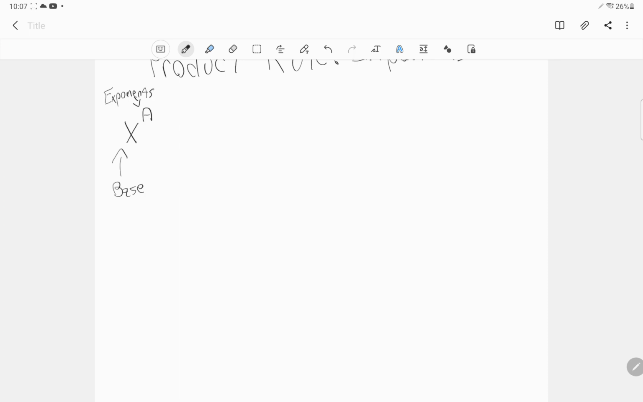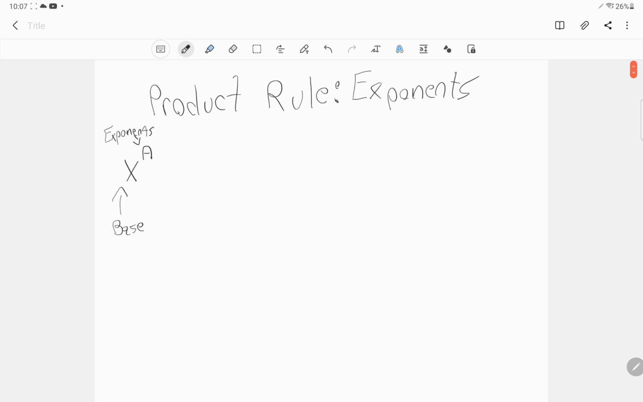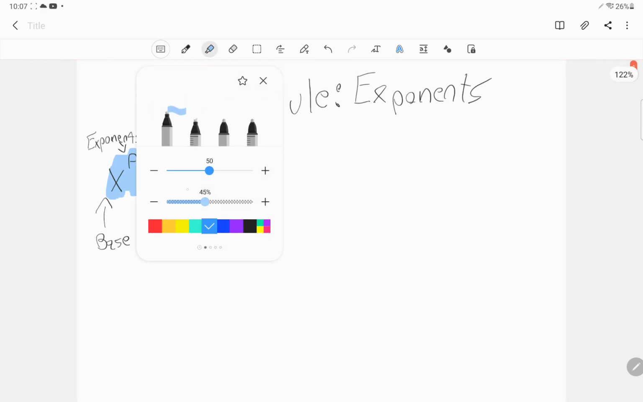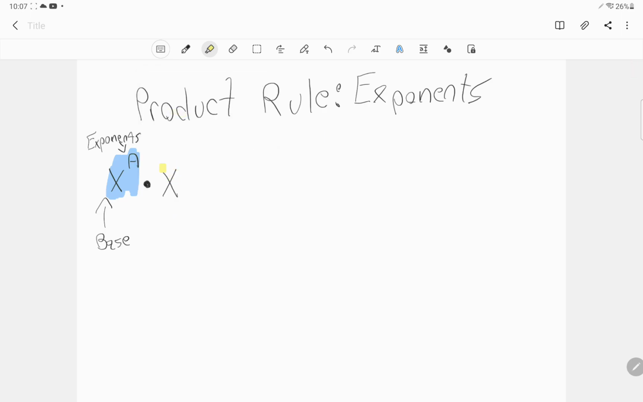The product rule, in this case, is whenever you have multiple bases with exponents getting multiplied to one another. So in this case, I'm going to have x to the power a multiplied to x to the power of b. You see, we have two different things getting multiplied together, but they also both have an exponent. So what the rule says is that we need to get both the exponents and we're going to add them together. That's all you're going to do.